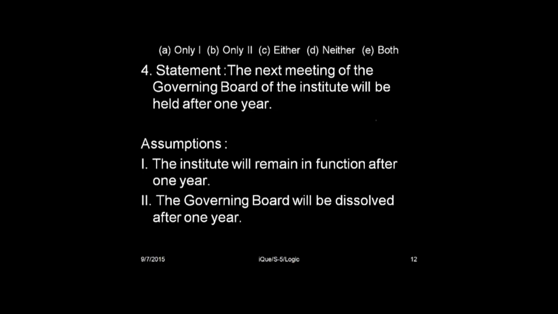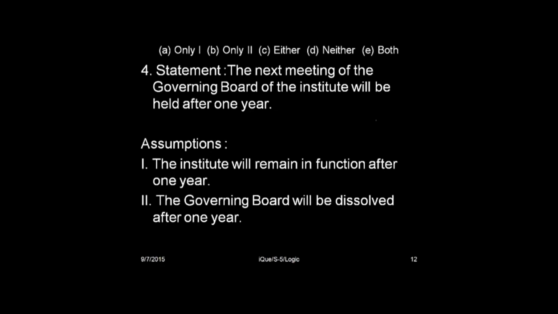The statement says, the next meeting of the governing board of the institute will be held after 1 year. First assumption, the institute will remain in function after 1 year. Has to be true. If the institute remains in function after 1 year, then the meeting can be called. If the institution does not remain in function after 1 year, then the next meeting cannot be called. So the first assumption is required.